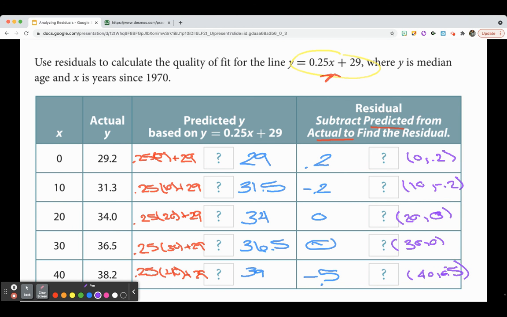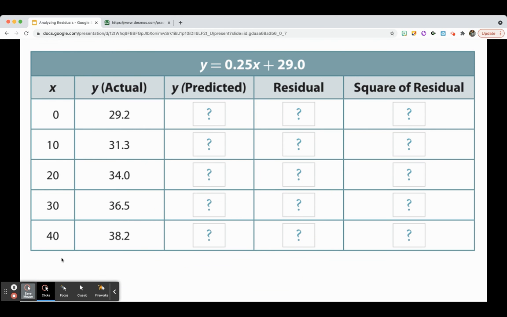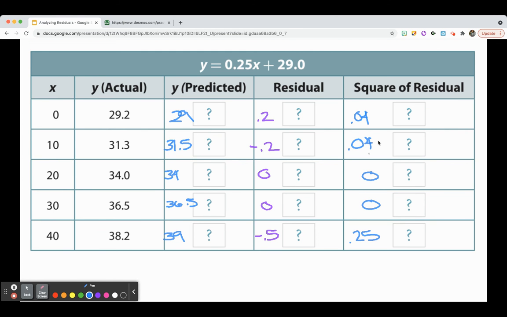Okay, so next we're going to take it a little step further, and we're going to look at something called the residual squares. So I'm going to take exactly everything that I just did, and now I'm going to square those. Here I had my residuals. I just copied everything over from the table before, and then I went ahead and squared those. And remember, squaring is simply taking that particular value and multiplying it by itself.